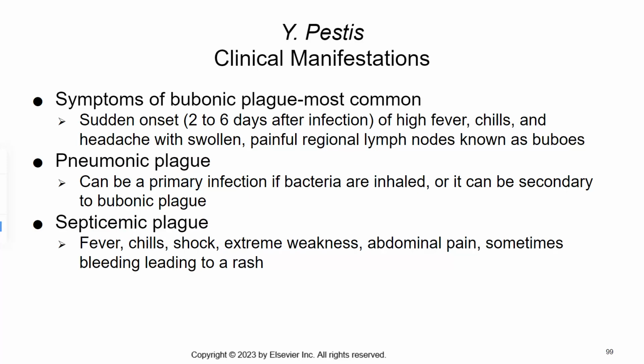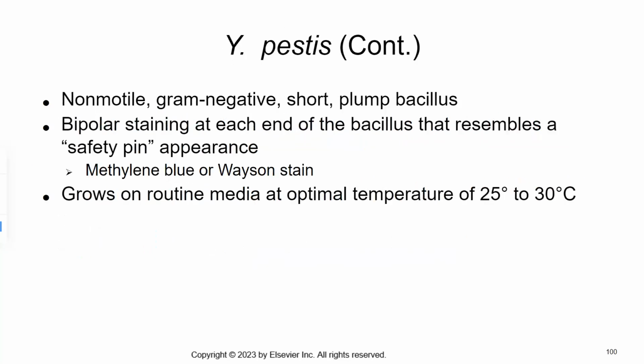And I just talked about these. Septicemic plague is when it becomes all over your body and it leads to bleeding, leading to a rash, extreme weakness, abdominal pain, and so forth. It is a non-motile, gram-negative, short, plump bacillus. Bipolar staining at each end of the bacillus resembles a safety pin appearance.